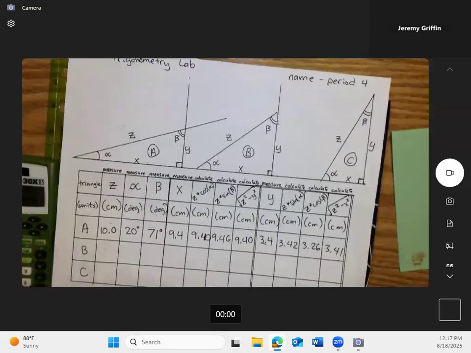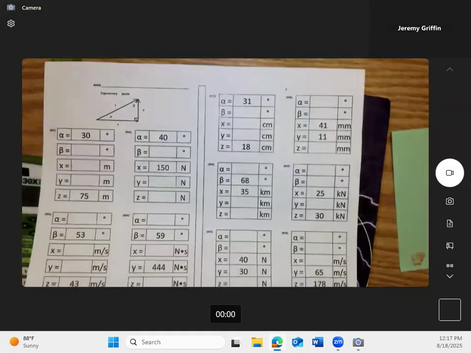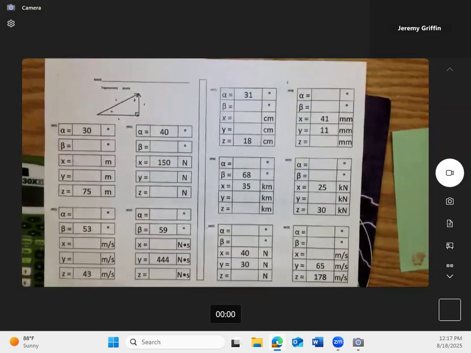Okay, so yeah, all right, so that class flew by. I need to give you guys some time in class to also do these other triangles and these 10 triangles on the back. So I'll work in some class time over the next couple days, but yeah, one day at a time.